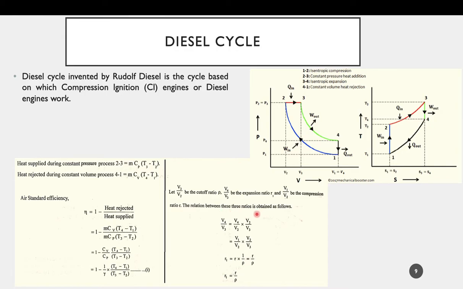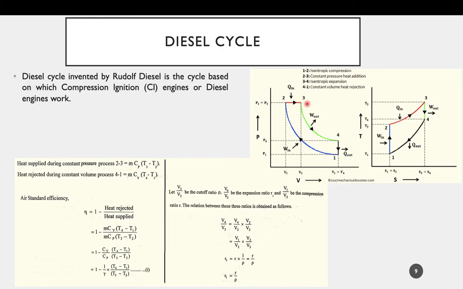Now we need to find out the relation between all these ratios. So let us take V4 by V3. V4 by V3 is equal to V4 by V2 into V2 by V3. This is correct because if you cancel these two V2s, it will be V4 by V3. We have added a V2 in the numerator and denominator, so this is okay. Now what is V4 by V2? V4 is actually equal to V1, so instead of V4 you can write V1. So that is V1 by V2, which is total volume by clearance volume, that is compression ratio R. And V2 by V3.